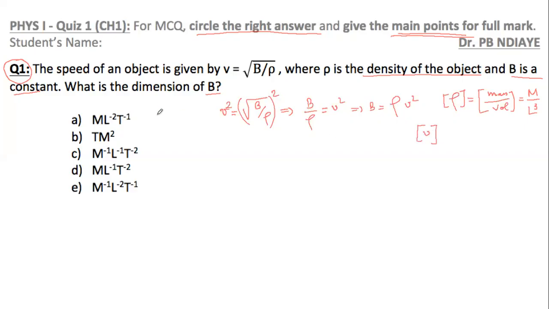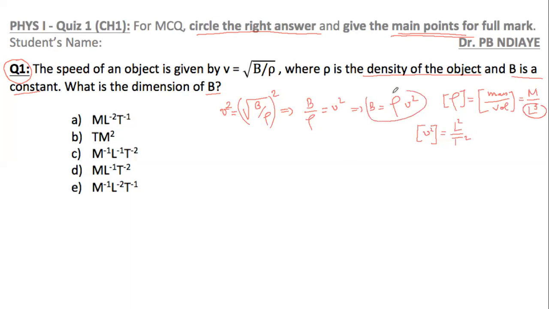Dimension of V. V is a speed. Be careful. Many students confuse V speed and V volume. Dimension of speed is length divided by time. Dimension of a volume is L cubed. So it's different. Great. Now, that means dimension of V squared will be L squared divided by T squared.